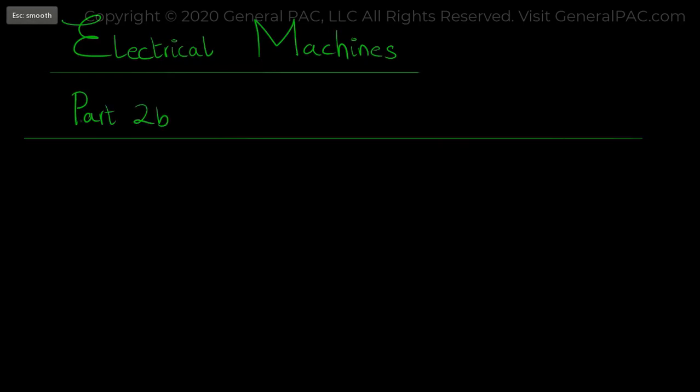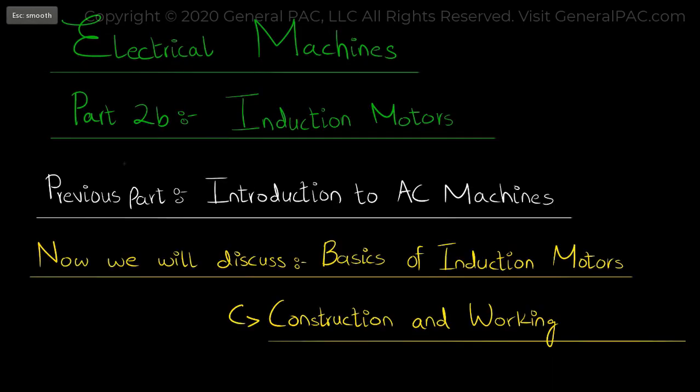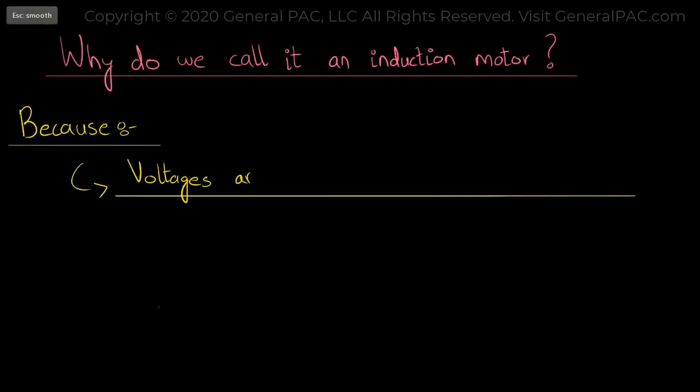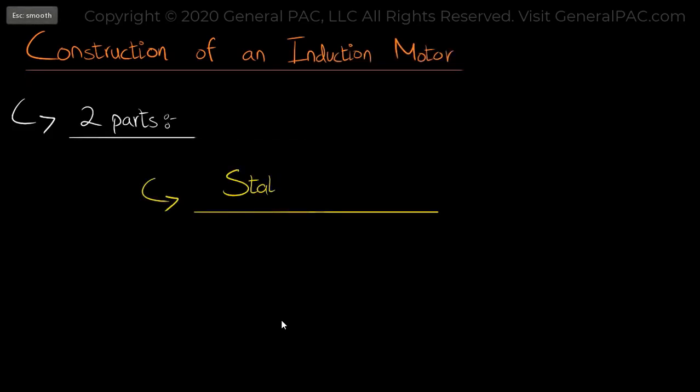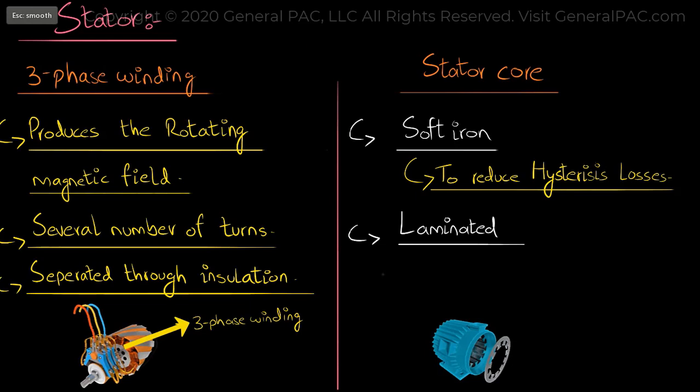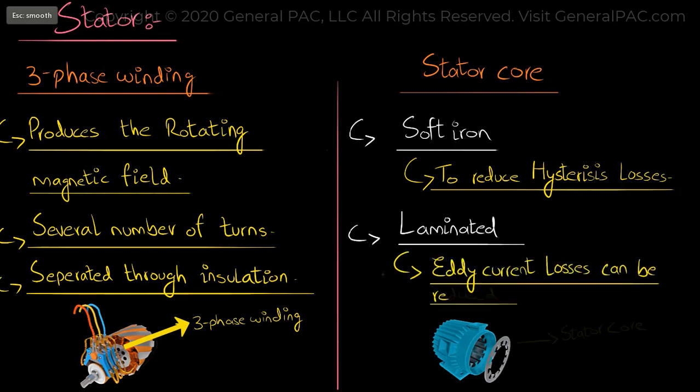In this part, we will be introducing the induction motor. In the induction motor, the voltages are induced on rotor bars through the magnetic fields created by the stator, and that is why it's named induction motors. Construction of an induction motor, we have the stator and we have the rotor, and it is laminated so that eddy current effects can be reduced.